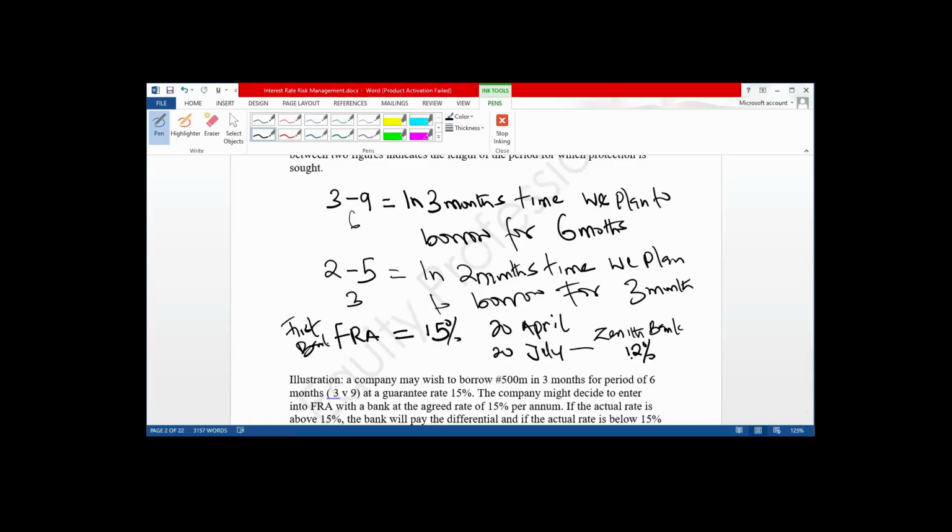If you take the loan at 12%, and you have agreed 15% with First Bank, after you pay 12% to Zenith Bank for borrowing, you are going to pay 3% to First Bank to complete the 15% you have agreed. In that case, you are going to pay 3% compensation to First Bank.